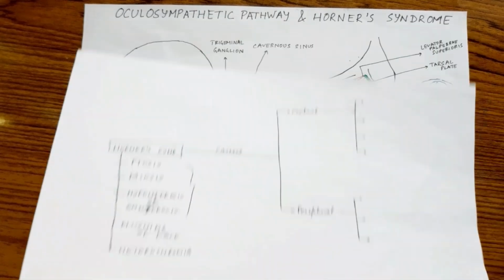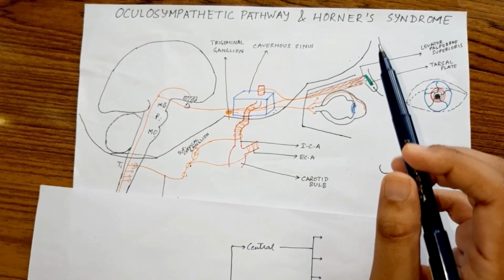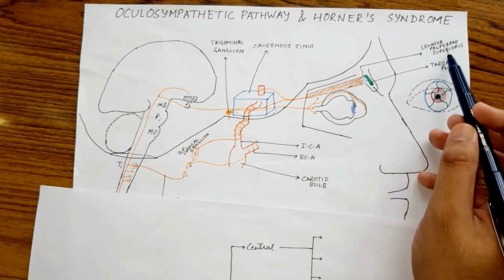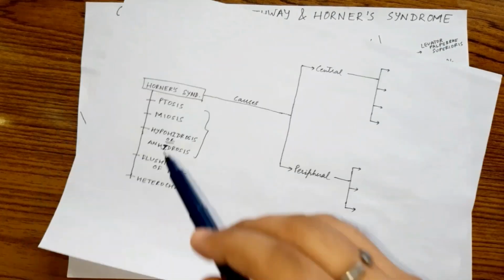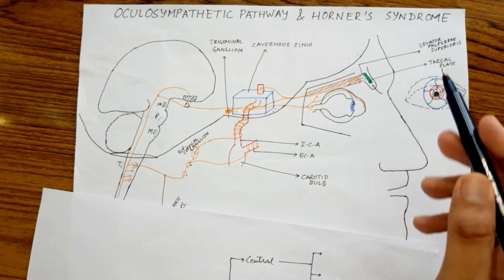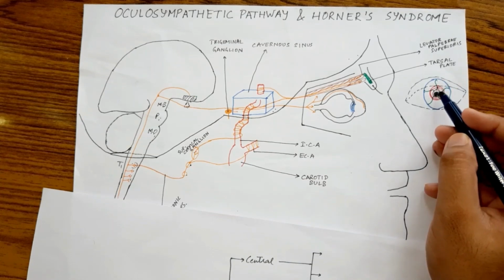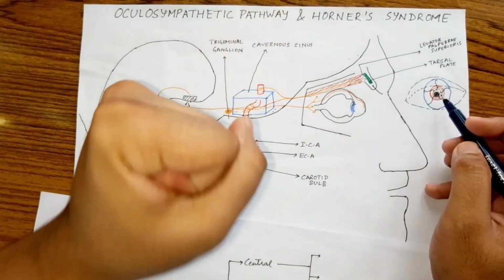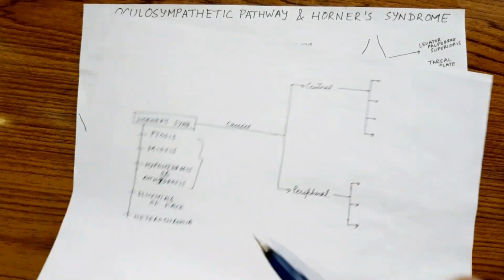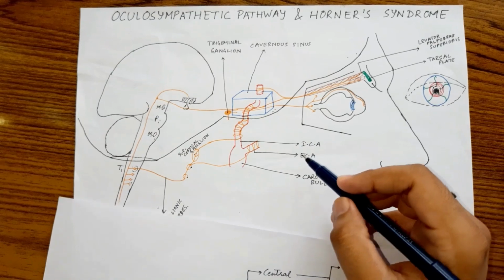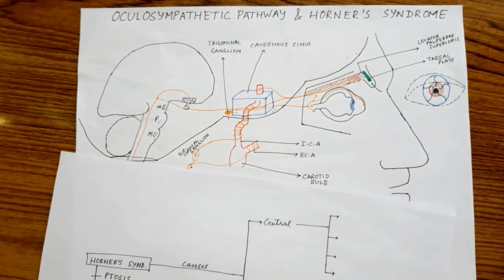First things first, ptosis. Ptosis is caused due to the loss in the activity of the muscle of Muller, which is the involuntary component of the levator palpebrae superioris. Miosis, which is the constriction of pupil, is caused due to the loss of the sympathetic supply to the dilator pupillae, which would lead to hyperactivation of the parasympathetic fibers and ultimately lead to the constriction of the pupil. Hypohidrosis or anhidrosis and flushing of face is caused due to the involvement of fibers around the external carotid artery.